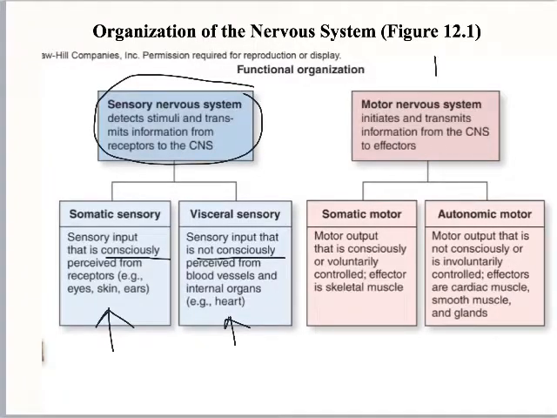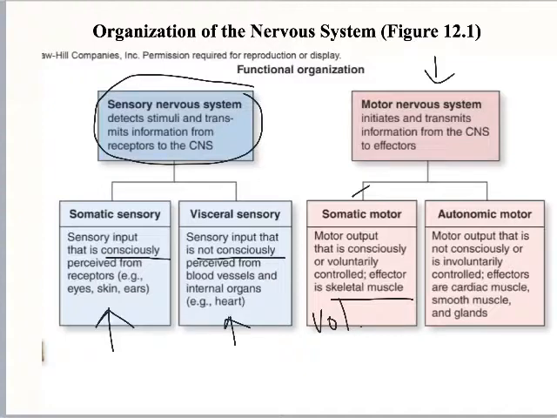Now, motor nervous system. The information is coming back out. So we have somatic. Somatic is if you decide to move something, it's going to the skeletal muscle. So it's voluntary. Skeletal muscle is always going to be voluntary.